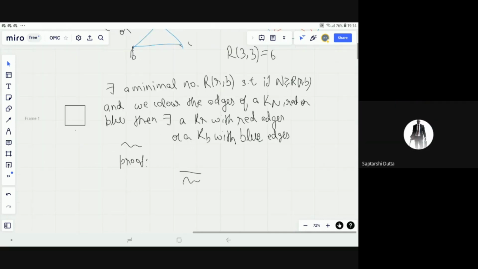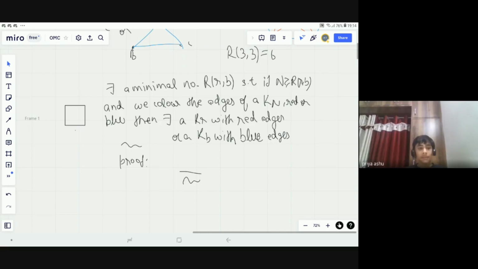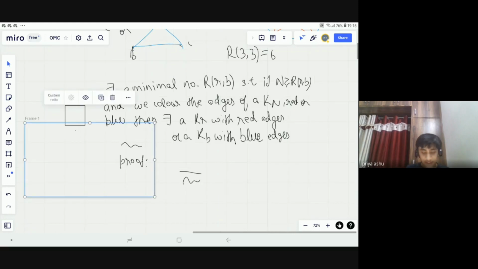So R of r comma b is like the number of red triangles and blue triangles? No, R of r comma b is just a number which you want to prove exists, such that if you have at least R of r comma b points in the plane, sorry, I should say R of r comma b vertices, and we color the edges of a Kn red or blue, then there is a Kr, a complete graph with r vertices with red edges, or a Kb with blue edges.